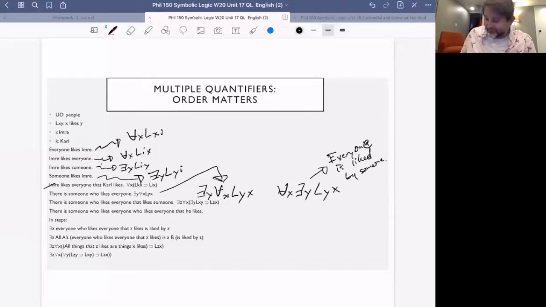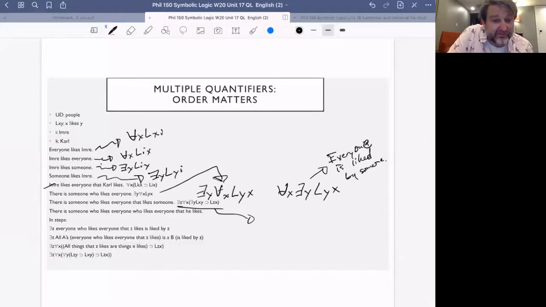Looking here, there's someone who likes everyone that likes someone. So what this one says is there exists someone Z such that for all X, there exists someone Y such that X likes Y. If X likes Y, then Z likes X. There is someone who likes everyone that likes someone. So this expresses this idea.